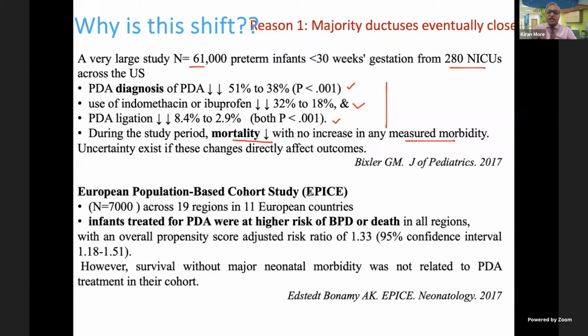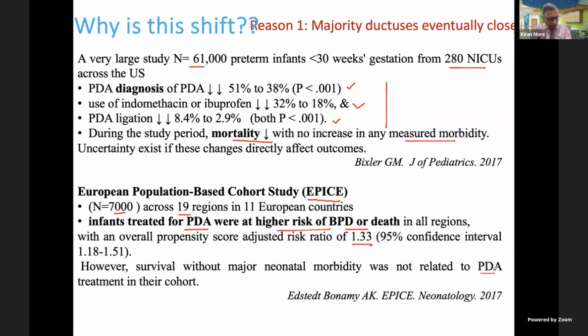Another study highlighted was the EPIC study, the largest one, which has given us a lot of information on prematurity outcomes. One of the things was PDA. This was for 7,000 infants across 19 regions in 11 European countries. One of the highlights they mentioned was that infants treated for PDA were at higher risk of BPD or death, with an overall propensity score adjusted ratio of 1.33. However, survival without major neonatal morbidity was not related to the PDA in their cohort.